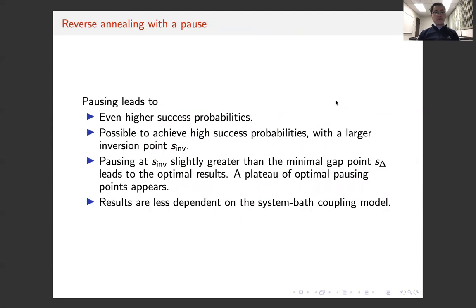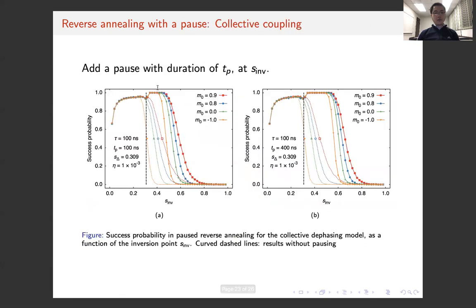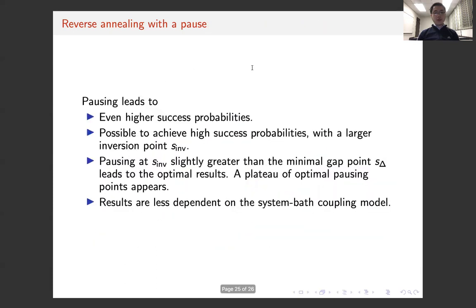So pausing leads to even higher success probabilities, and that high success probability can occur at large inversion points. And also there exists a range of optimal pausing points. So right here, there's a range of regions that we can search for. And also the results are less dependent now on the system-bath coupling if we apply pausing.